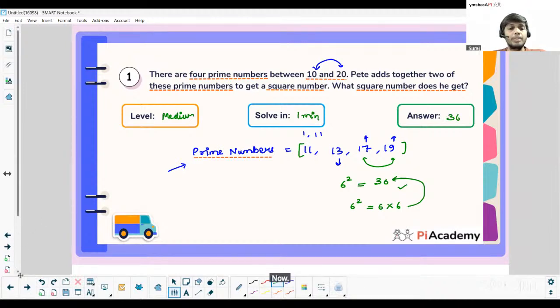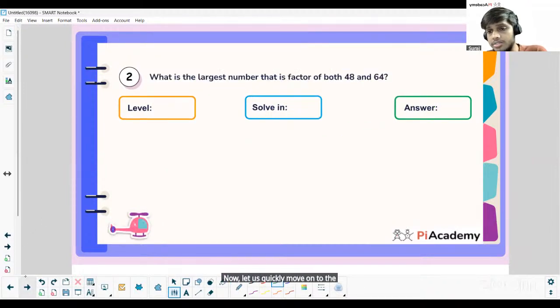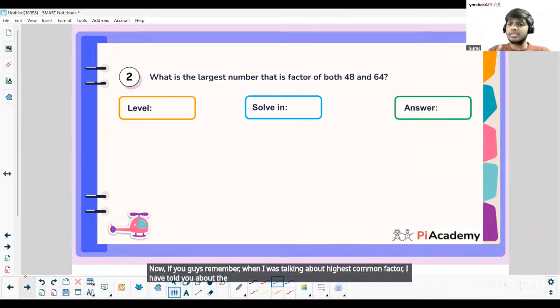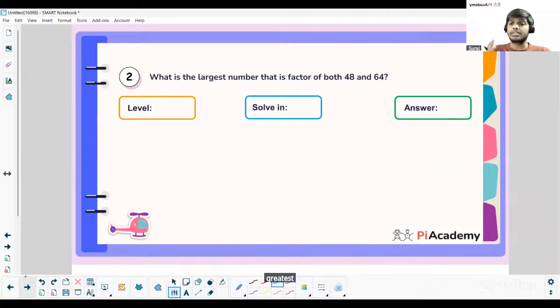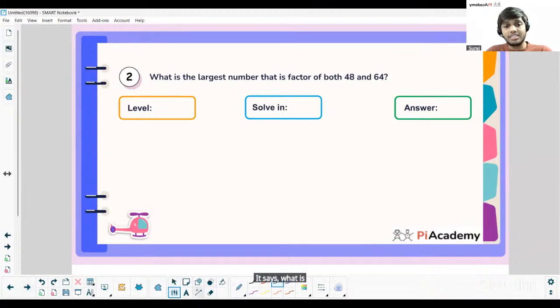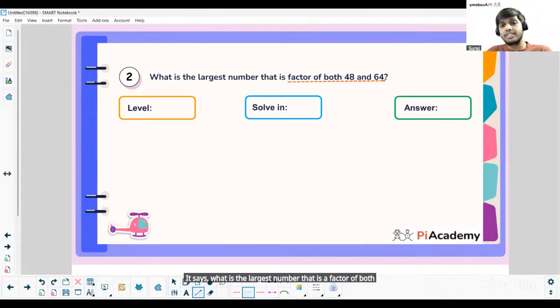Now, let us quickly move on to the second question for us today. If you remember, when I was talking about highest common factor, I told you about the keywords such as largest, greatest, and highest. These are the three keywords that you are going to look for whenever you solve these type of questions. It says, what is the largest number that is a factor of both 48 and 64?